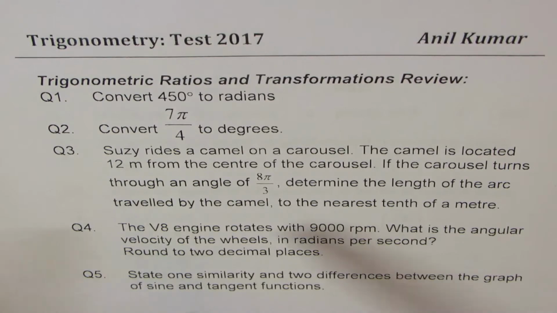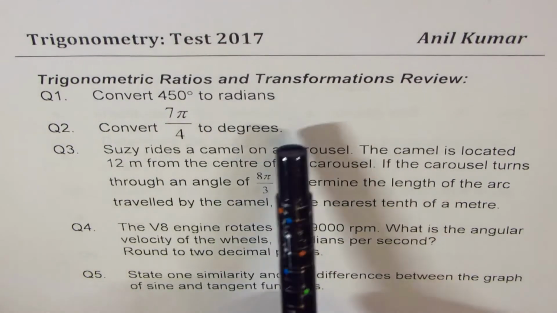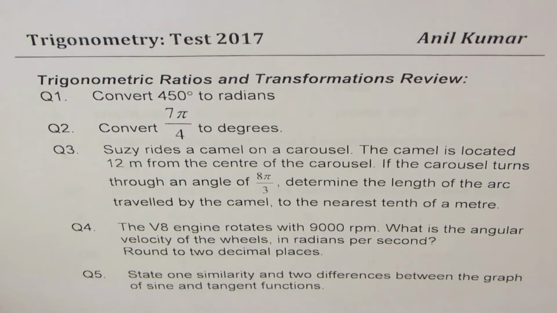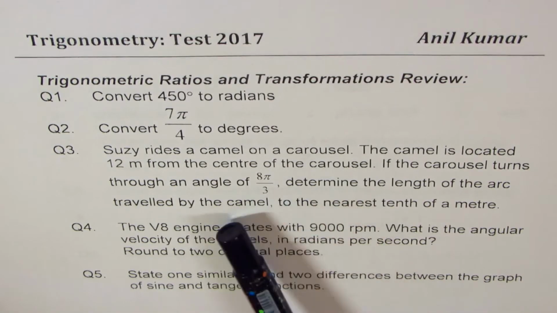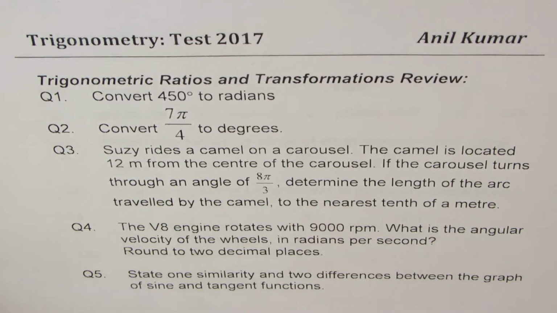Question number 1 and 2 are to convert from degrees to radians and from radians to degrees. Question number 3 is regarding arc length when angle and radius is given to us. Question number 4, we are given an engine which rotates with 9000 RPM. RPM means revolutions per minute, and we need to find angular velocity in radians per second.